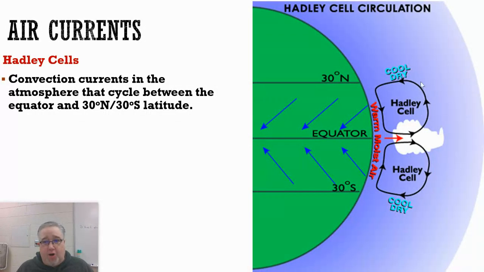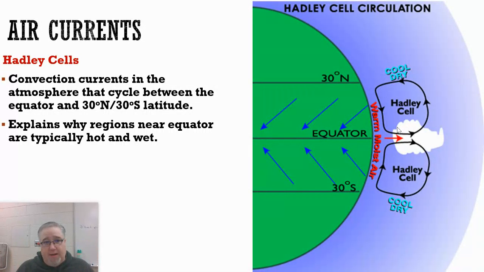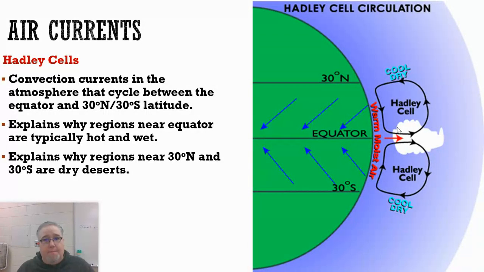But these air currents form between the equator and 30 north and the equator and 30 south. And they are major driving forces of global wind patterns. So it's really important that we know where they're occurring and what drives them to occur, which we'll talk about on the next couple slides. But again, just make sure we know where they're happening.